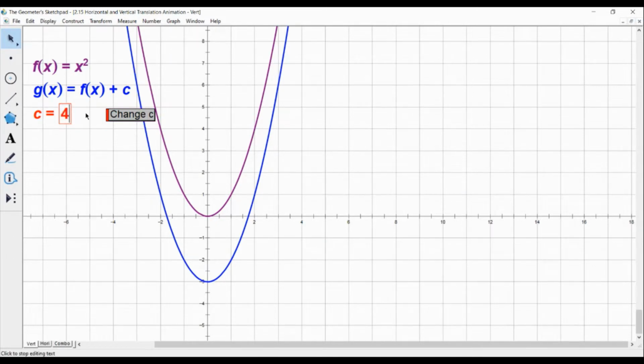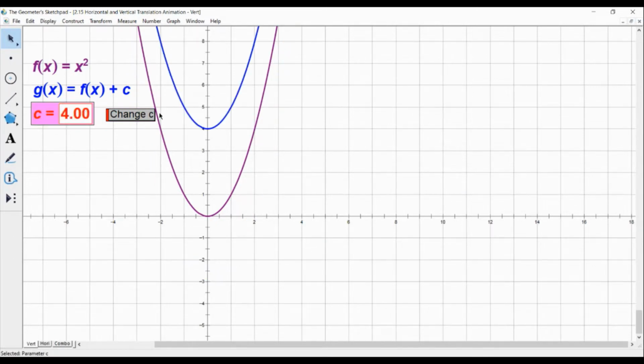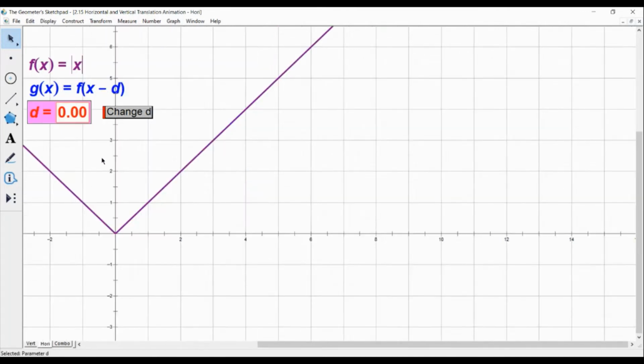So if it was like, I don't know, 4, then you take all the previous coordinates, the y coordinates specifically, and then increase them by 4, right? That's what the equation is saying. You take the previous output values of f of x and add c. And the previous output values are the previous y coordinates. Okay, so that's C. Let's talk about D.